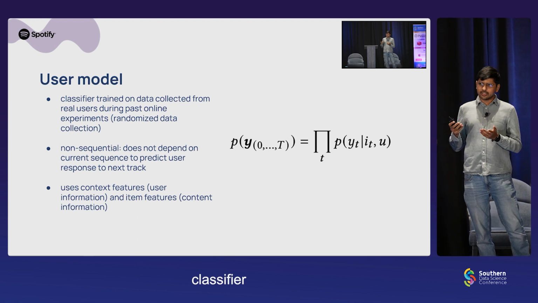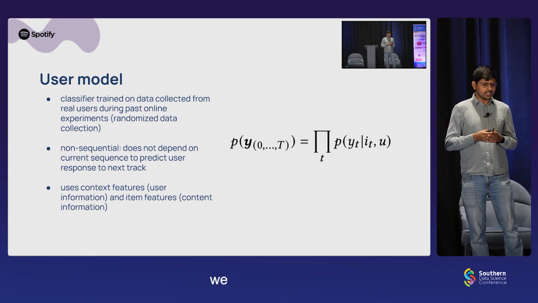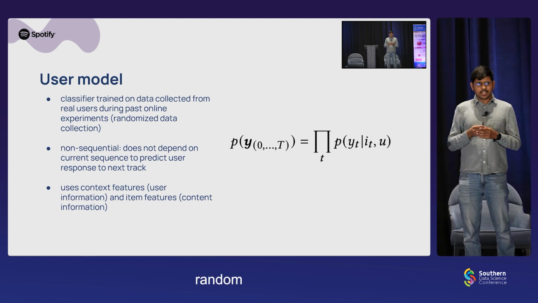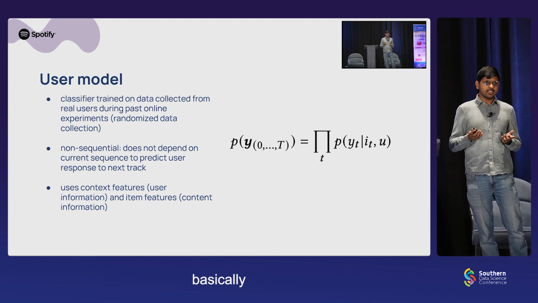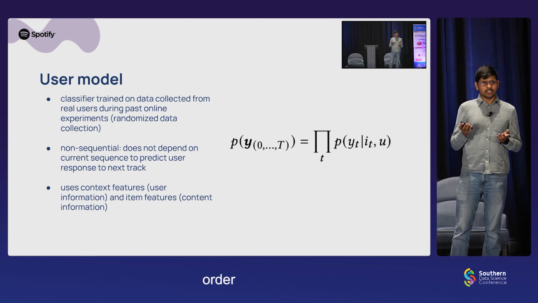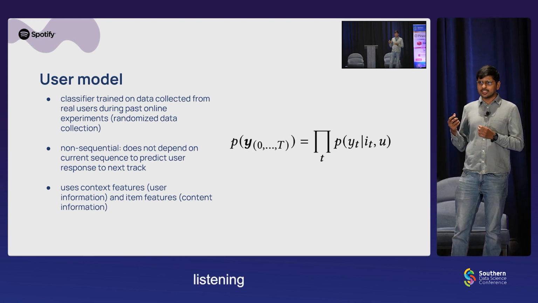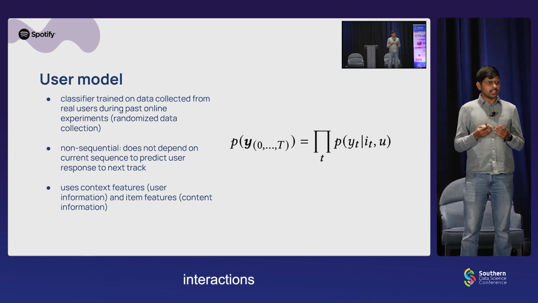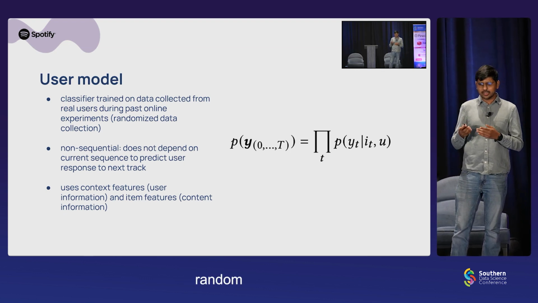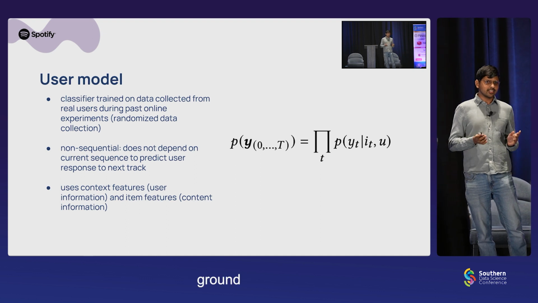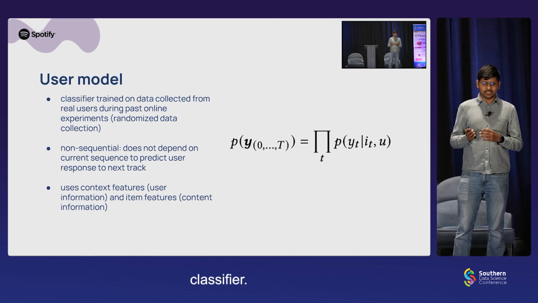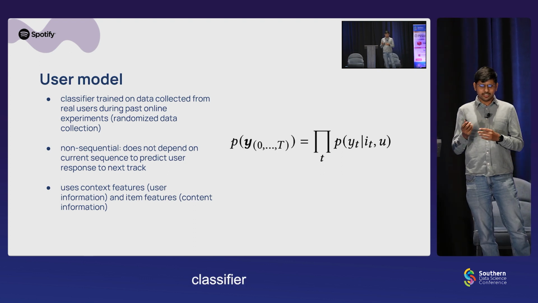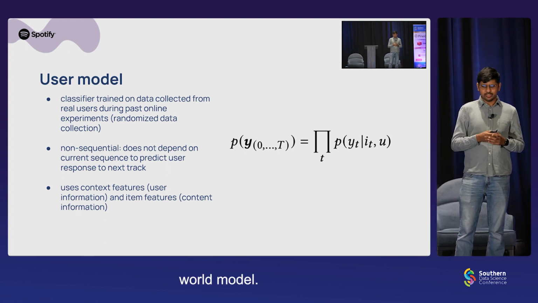To train this classifier, or the user model, we generate data from a random policy. With this random policy, we basically shuffle tracks in a random order for a few percentage of listening sessions and show it to the user. And we record their interactions with this random order. And this represents the ground truth data to train the classifier. So using this ground truth data, we train the classifier and we have the world model.